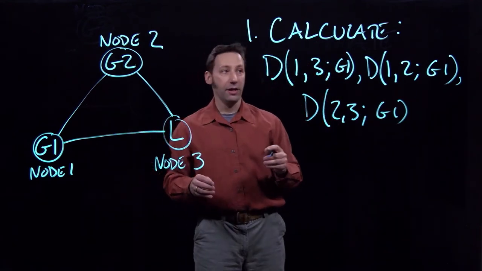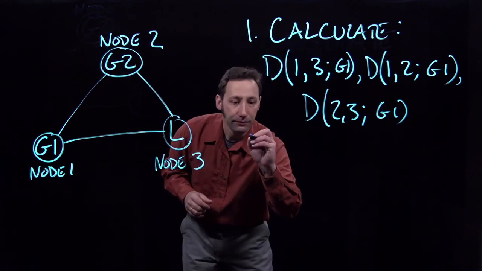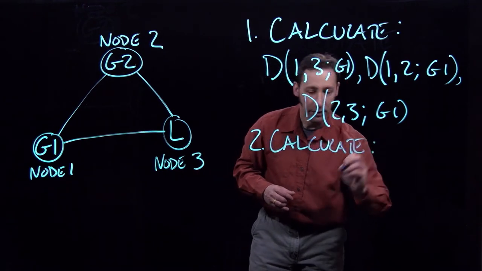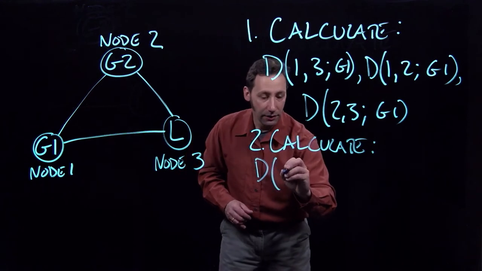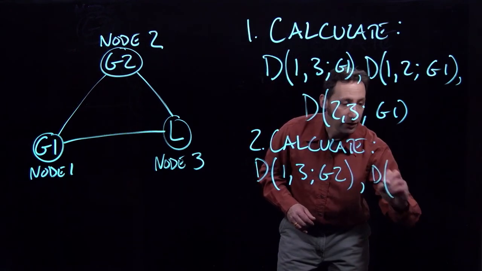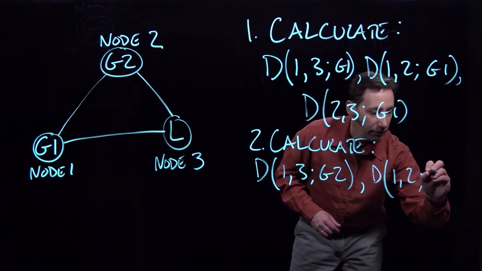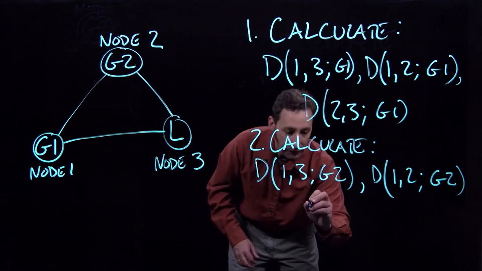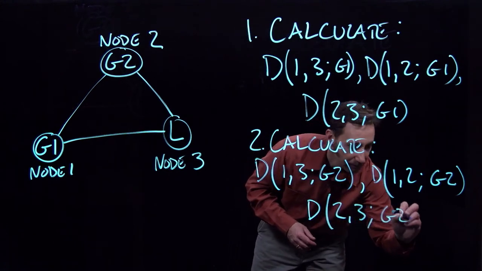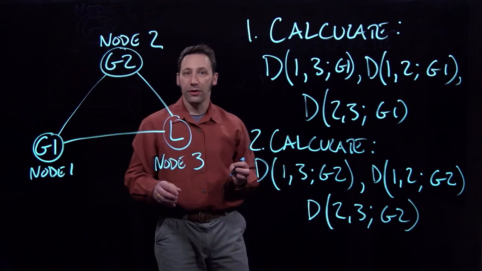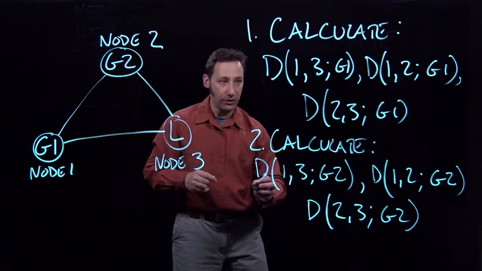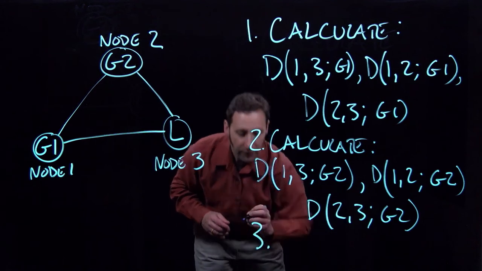The second thing we're going to do is calculate the distribution factors for generator 2: the distribution factor on line 1 to 3 from G2, the distribution factor on line 1 to 2 from the power injected by G2, and the distribution factor on line 2 to 3 from G2. And the third step is we're going to use our flow equations, using the power injected by G1 and G2 and the distribution factors, to calculate the power flows.